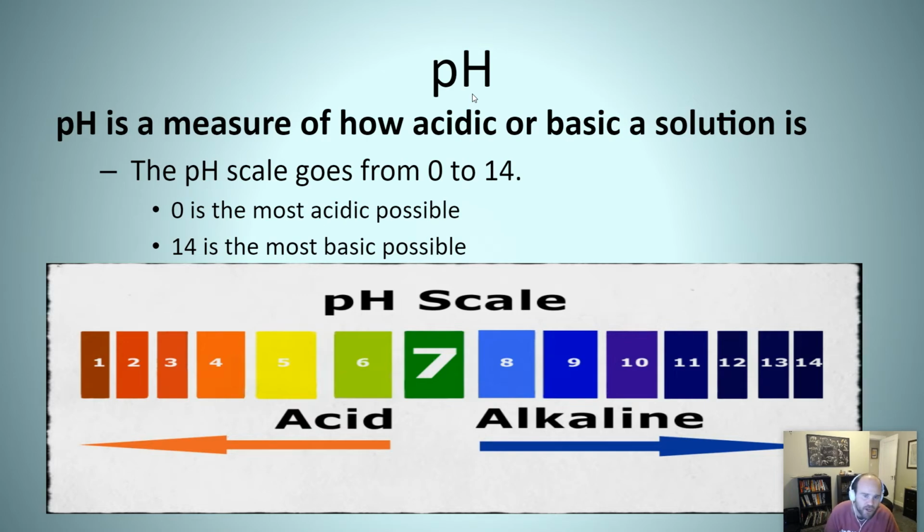One of the last things that we're going to talk about with water is pH. pH is probably something you've tested in the past, and it's a measure of how acidic or basic a solution is. And you've probably seen this pH scale going from 0 to 14, 0 being extremely acidic, 14 being extremely basic, and 7 being neutral. But what does this really mean? What is an acid? What is a base?